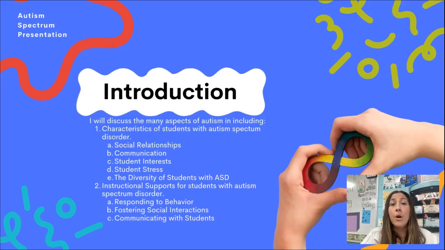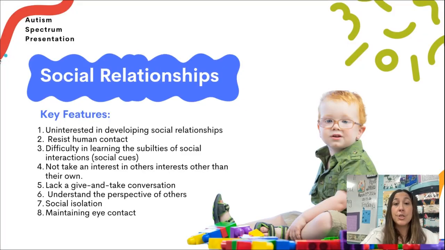So we need to know our students. We need to know what type of ASD they have, what level that looks like for them, what they can handle and not handle, their interests, and managing their stress. And also, we're going to talk about instructional supports for these students in the classroom, how we need to respond to behavior, foster their social interactions with their fellow peers, and how communication plays a key role in their success in the classroom. So let's start with social relationships.